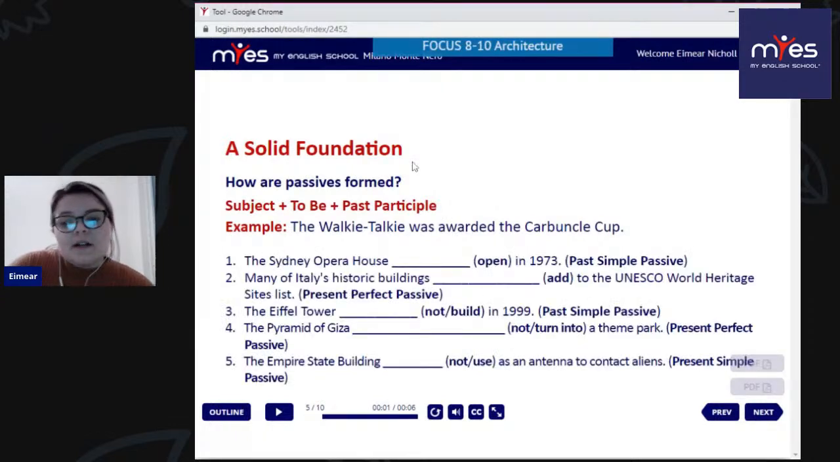And we have an exercise. So number 1, the Sydney Opera House opened in 1973. So this is a past simple passive. Many of Italy's historic buildings added to the UNESCO World Heritage Sites list, present perfect passive. The Eiffel Tower, not built in 1999, past simple passive. The Pyramid of Giza, not turned into a theme park, present perfect passive. The Empire State Building, not used as an antenna to contact aliens. Present simple passive. Okay, so the first three are positive, the last three are negative. So I'll give you a minute to go through each of these. Okay.